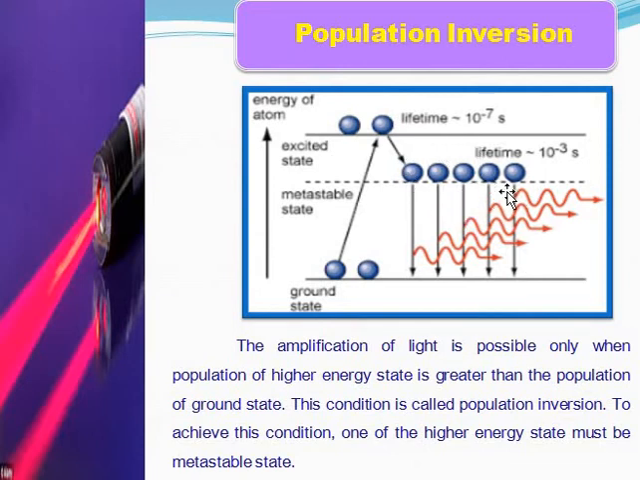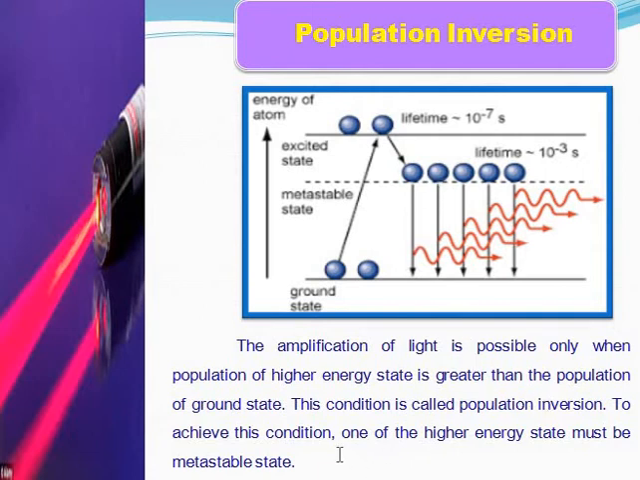So we have to invert this, in the sense we have to make the population of atoms in the excited state more than the population of atoms in the ground state. That process is known as population inversion. The amplification of light is possible only when the population of the higher energy state is greater than the population of the ground state. So this condition is called population inversion.